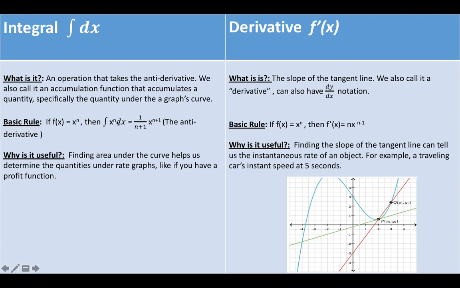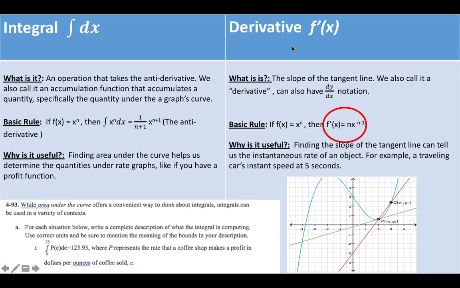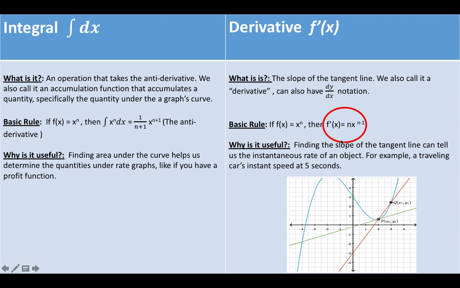Now, the integral. What is it? It's an operation that takes the antiderivative. We also call it an accumulation function that accumulates a quantity, specifically a quantity under a graph's curve, basically the area under the graph's curve. The basic rule for this one is if you have f of x equals x to the n, then the integral of x to the n is 1 over n plus 1, x to the n plus 1. This is also the antiderivative. It's like going backwards from the derivative. Let me circle this formula, and then we'll circle the other once we talk more about why it's useful.